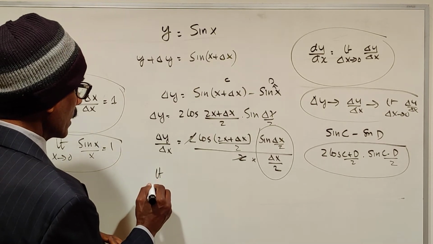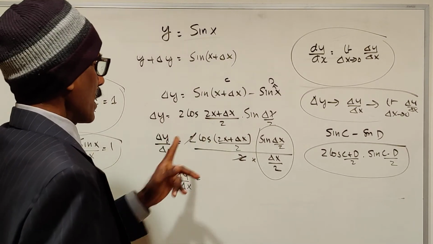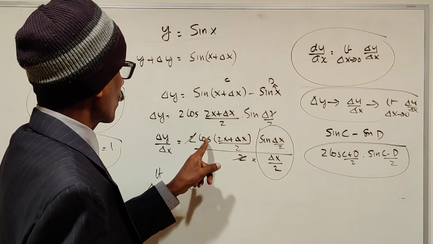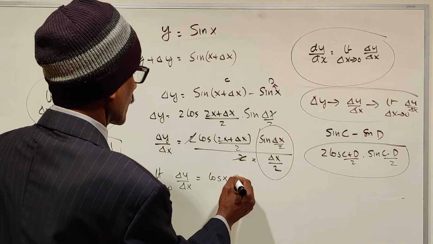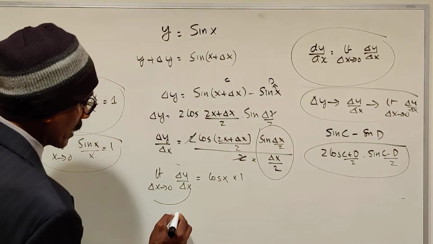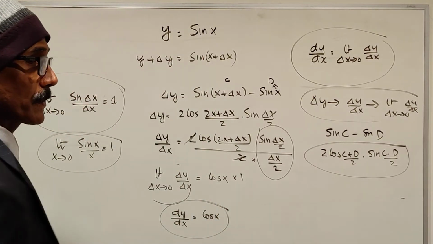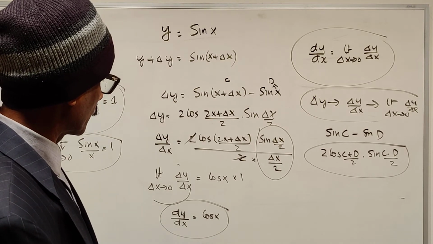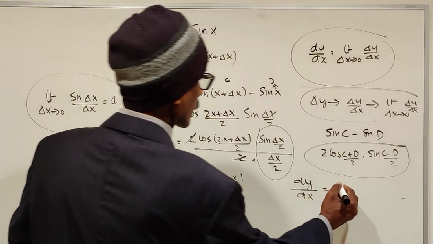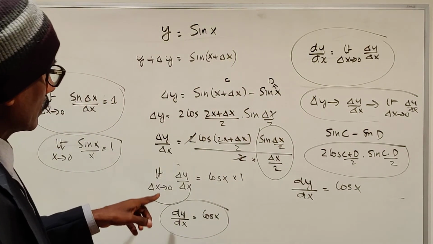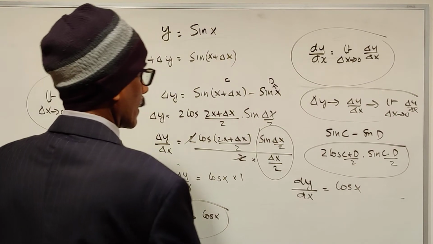Now I am going to write limit delta x tends to 0, delta y by delta x equals, I am going to put delta x equals 0. So cos(2x by 2), cos x. This one is 1, cos x times 1. So what is this? That is the derivative, dy by dx. dy by dx equals cos x. So what is the derivative of sin x? Cos x. Got it? Derivative of sin x equals cos x. Okay. Next.